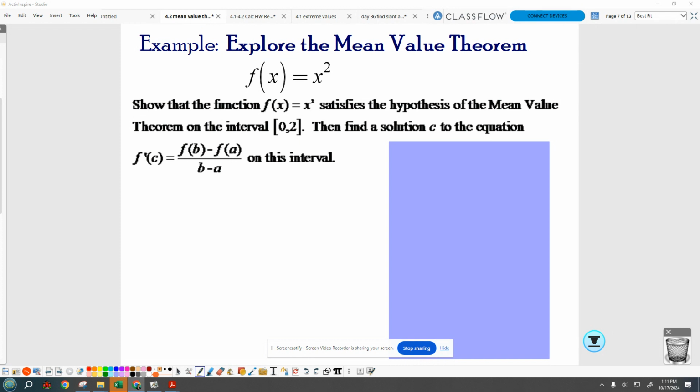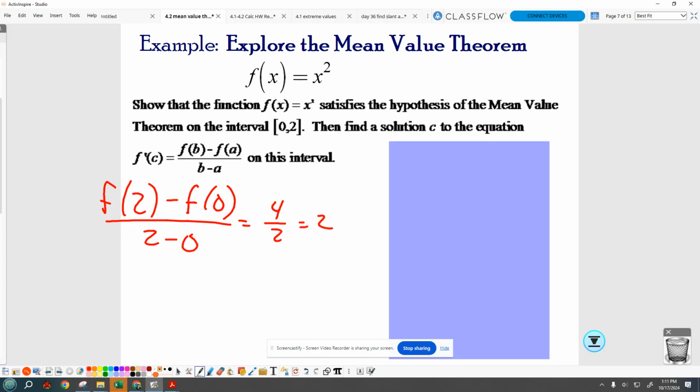So, what is the average? The average is 2. Logan, what is the derivative? The derivative is 2x. So in the land of labeling work, the derivative is 2x. So what x value makes the derivative equal the average? Solving for x equals 1.